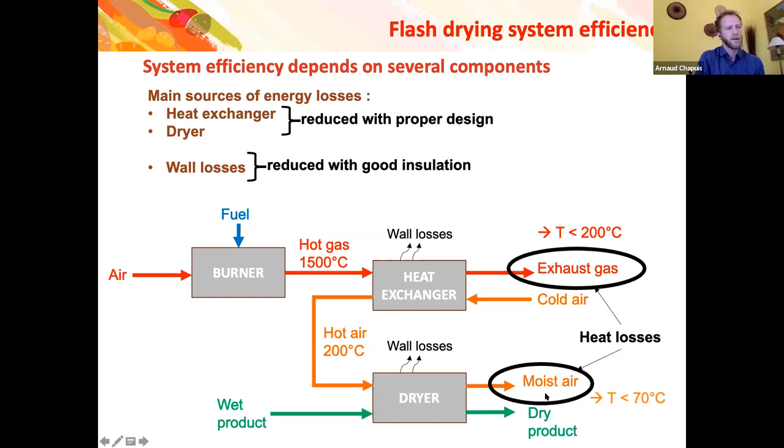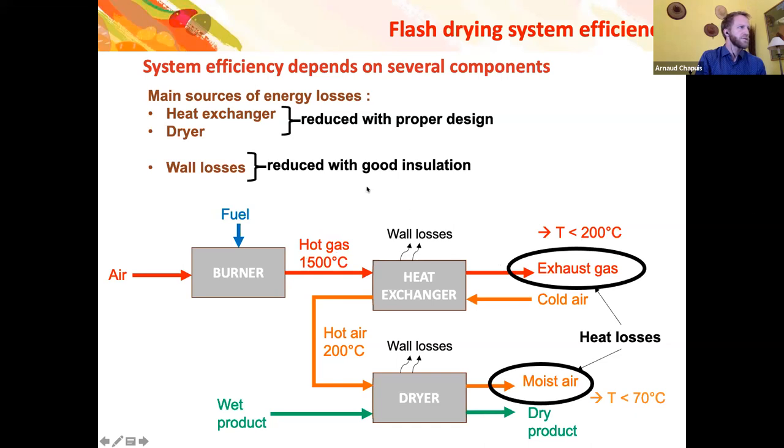If you release air at too high temperature, of course you are losing energy because there is still energy in the hot air that has not been used to evaporate water from the product. Similarly, on the heat exchanger, you are going to produce hot gas with a burner. This is the smoke from the burnt fuel that is at about 1500 degrees, for example. And at the heat exchanger outlet, you will release exhaust gases at 200 degrees in a good heat exchanger. But if, for example, you are still at 500 degrees, then again, you are losing a lot of energy.